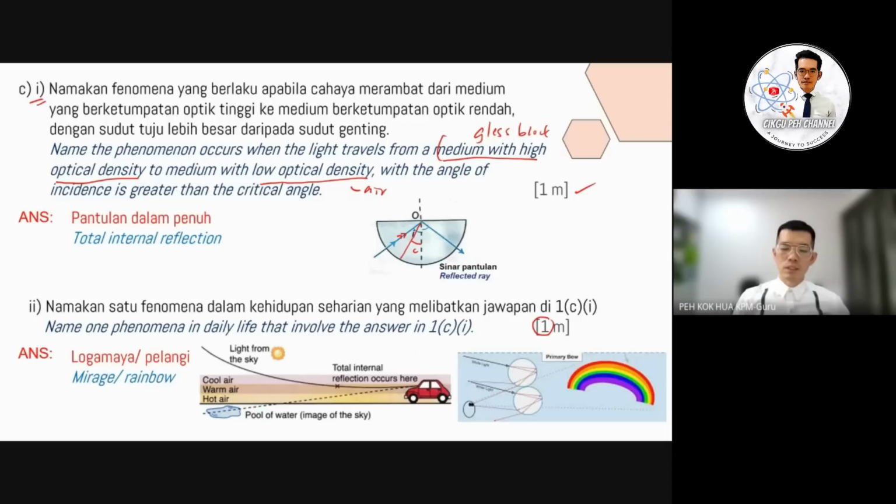Okay, so this is the total 15 marks I designed for this question regarding activity 6.3, which is regarding the total internal reflection and how to determine the critical angle.